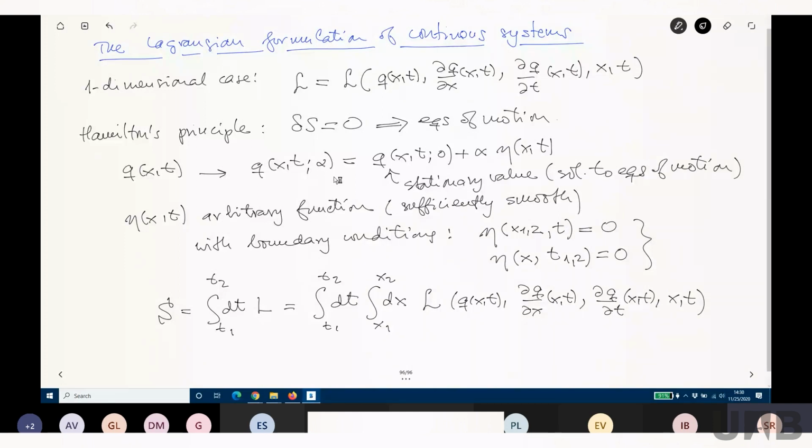And after we make this replacement in terms of this parameter alpha, what we want is to take the derivative of S with respect to this parameter alpha and equate that to 0. So that's what we want. All right, so let's do that. What is the derivative of S with respect to alpha going to be? That's going to be the integral from t1 to t2 of the integral from x1 to x2 dt dx of, and now we have to start taking derivatives.